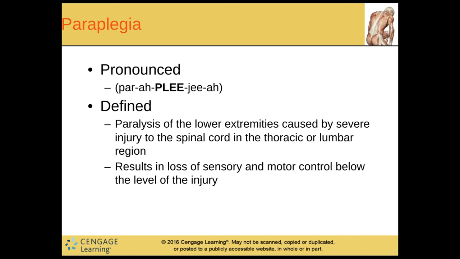And then we have paraplegia. So this is paralysis of the lower extremities caused by severe injury to the spinal cord in the thoracic or lumbar region. And this results in the loss of sensory and motor control below the level of the injury. So if somebody has a severe injury to the lumbar region of the spinal cord, then they can become paralyzed. So they don't have function over their legs or whatever, wherever it's at.